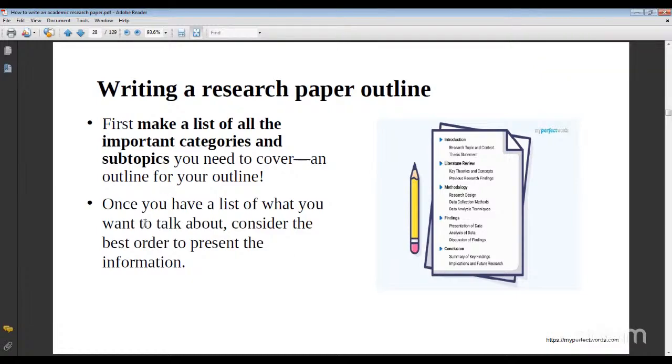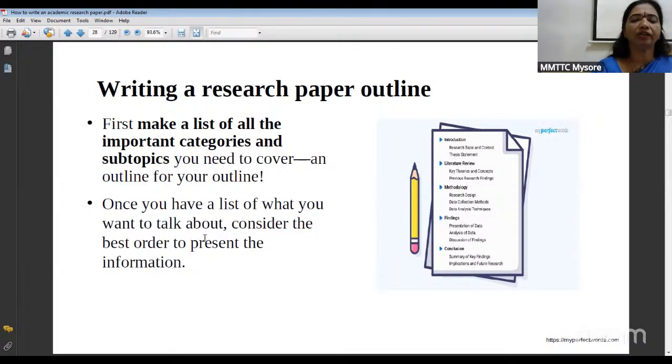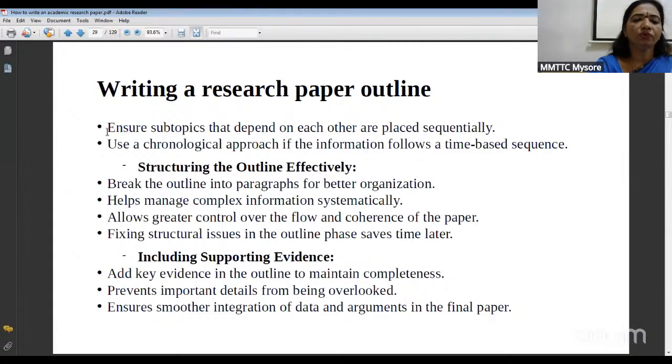So once you have a list of what you want to write about, consider the best order to present the information. In a research paper, ensure subtopics that depend on each other are sequentially placed, and also use a chronological approach if the information follows a time base. Suppose you're discussing any literature, you should follow a chronological approach. That will show how systematically and sequentially you are putting your ideas.